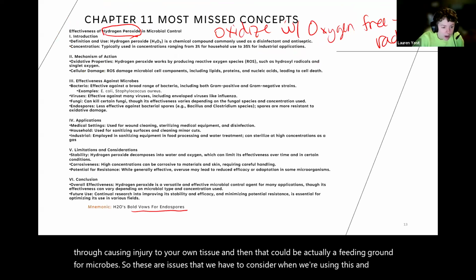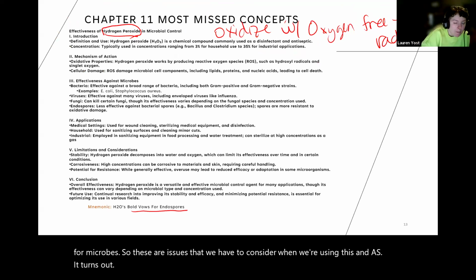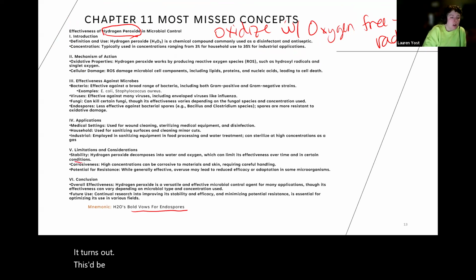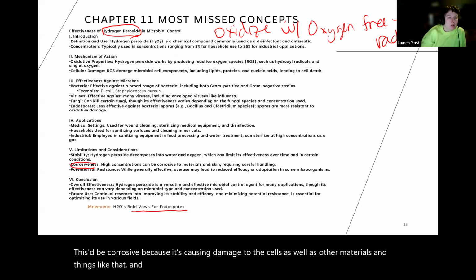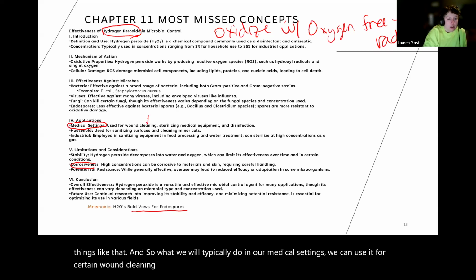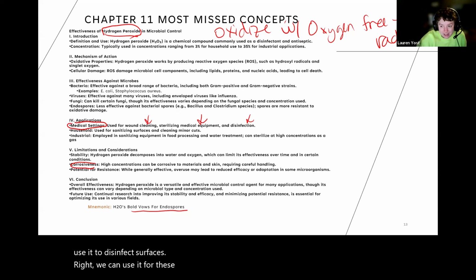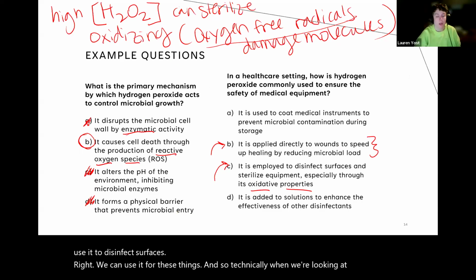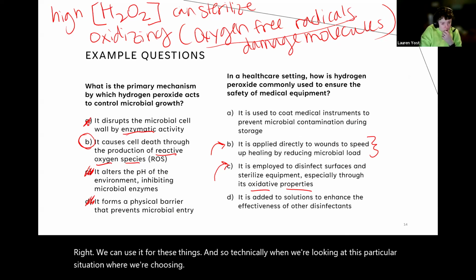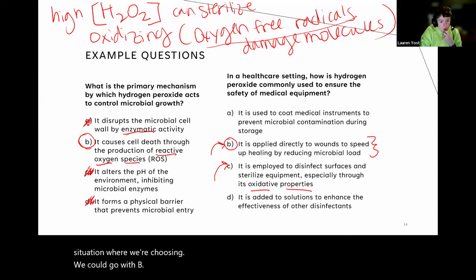And as it turns out, this can be corrosive because it's causing damage to the cells as well as other materials and things like that. And so what we will typically do in our medical settings, we can use it for certain wound cleaning situations. We can use it for sterilizing medical equipment, and we can use it to disinfect surfaces, right? We can use it for these things. And so technically, when we're looking at this particular situation where we're choosing, we could go with B, or we could go with C.